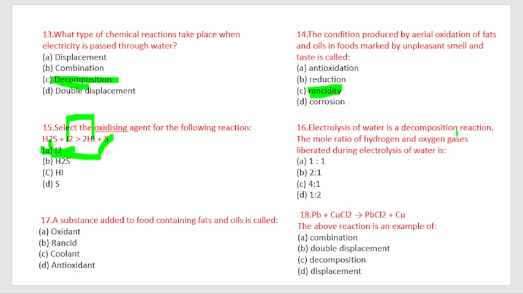Electrolysis of water is a decomposition reaction. We told it already. The mole ratio of hydrogen and oxygen gas, no doubt, H to O, that ratio is always 2 is to 1.